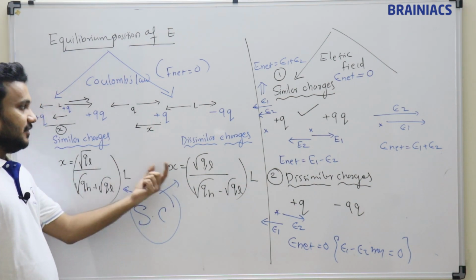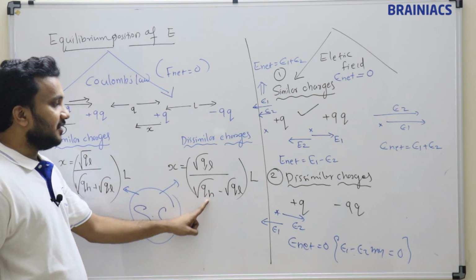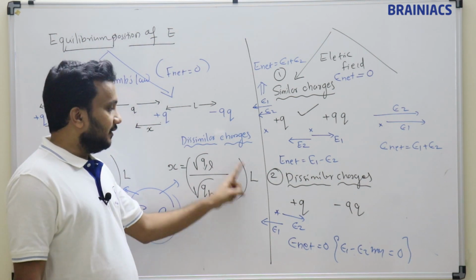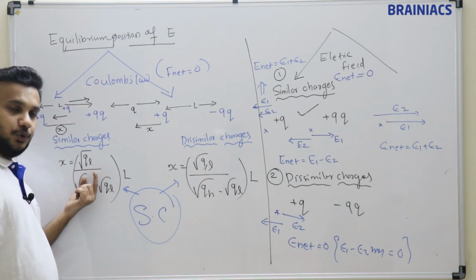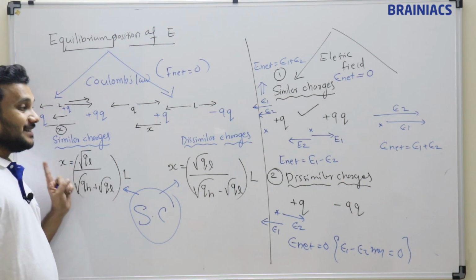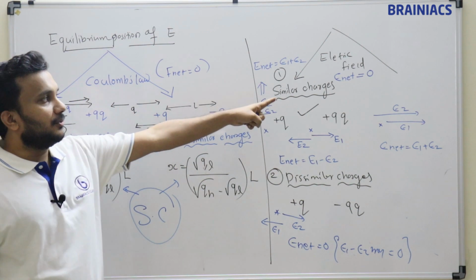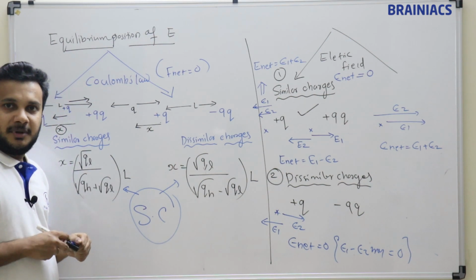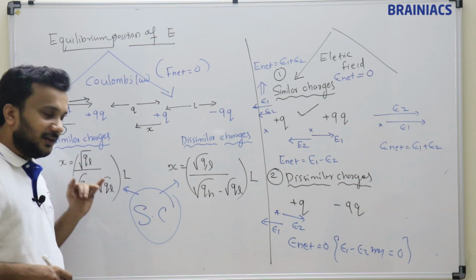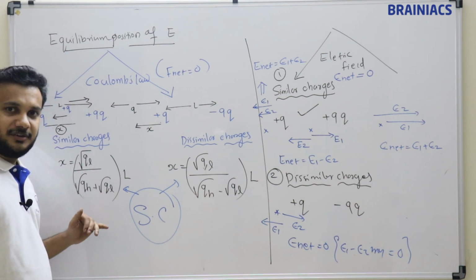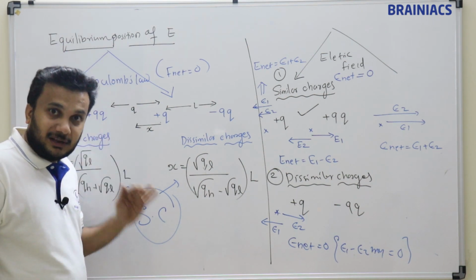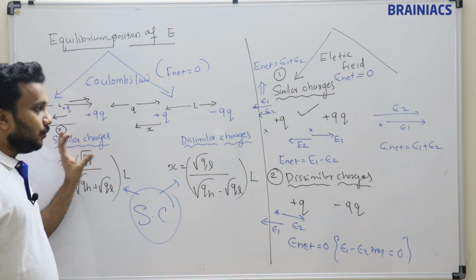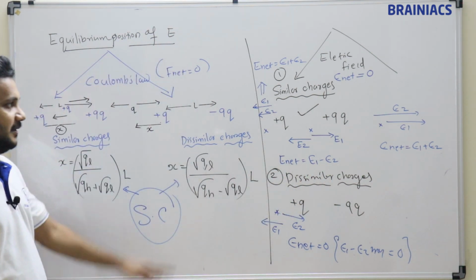For x, if it is dissimilar charges, then the formula is root of ql divided by root of qh minus root of ql, into L. For similar charges, it is root of ql divided by root of qh plus root of ql. The same formula is applicable for electric field intensity. This is the beauty of this chapter because there is nothing different. That's what I told in the first session of this video on electric field. If you have learned Coulomb's law thoroughly, then electric field intensity is also easy, because whatever you have learned in Coulomb's law is going to be applicable here.